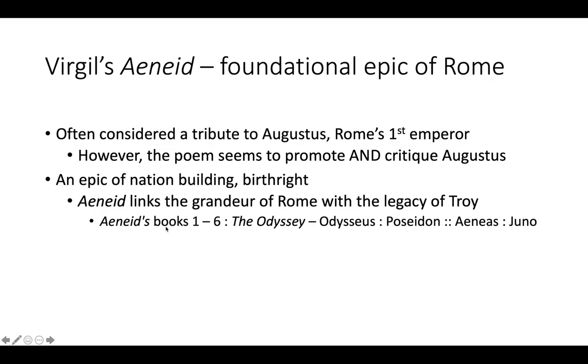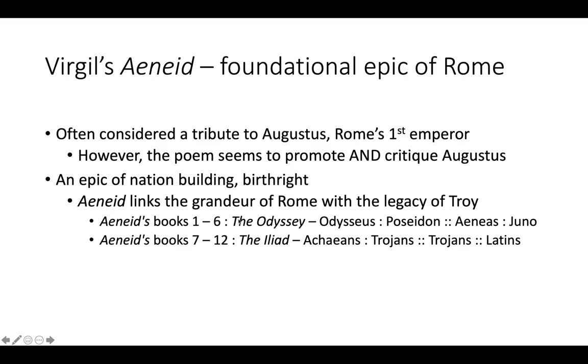So this is what Virgil's project is. In the Aeneid, he basically combines the Odyssey with the Iliad. Books 1 through 6 of the Aeneid are kind of like a mini Odyssey. After Aeneas leaves Troy, he's wandering forever, trying to find a good place to start a new home. He's a bit like Odysseus.